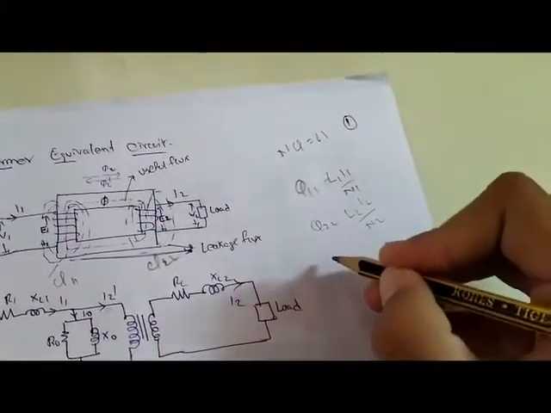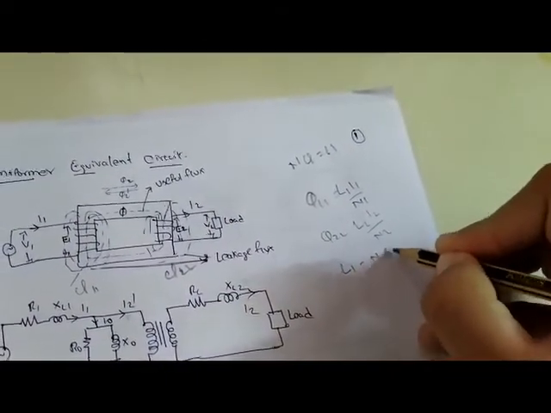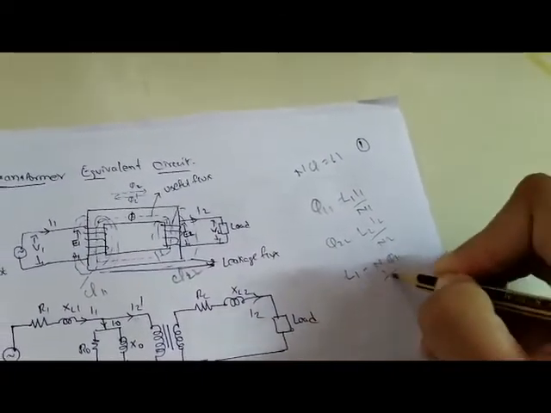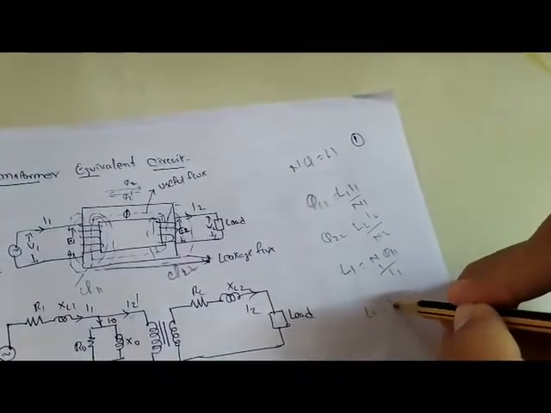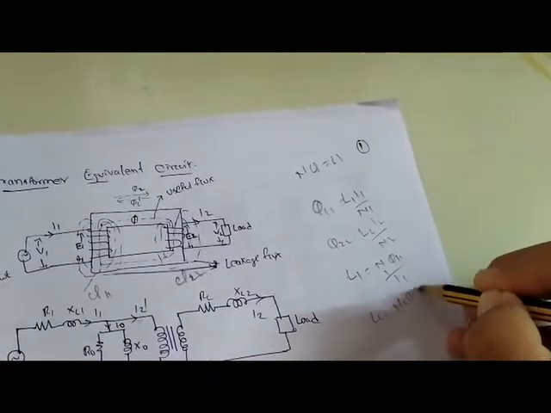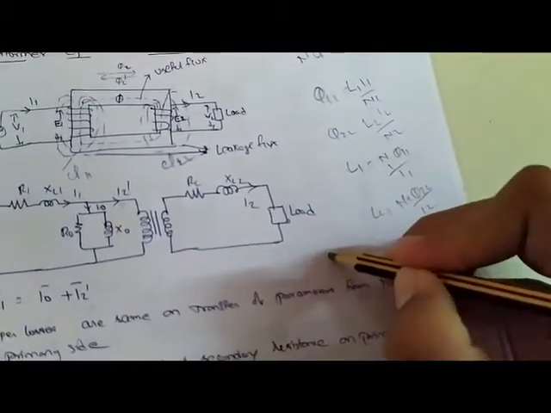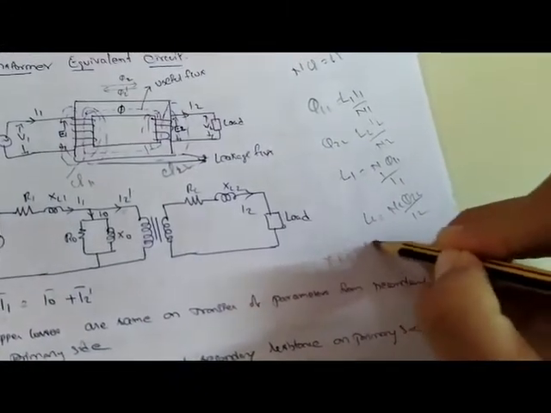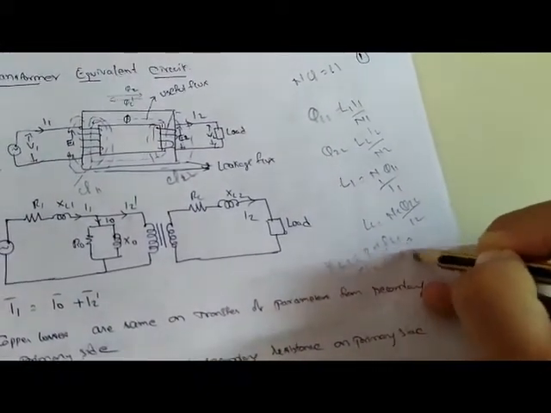Okay, from this, what is L1? L1 is N1 phi11 by I1. Similarly, L2 is N2 phi22 by I2. Okay, so what is XL1? 2 pi f L1. XL2 is 2 pi f L2. I hope you understand.